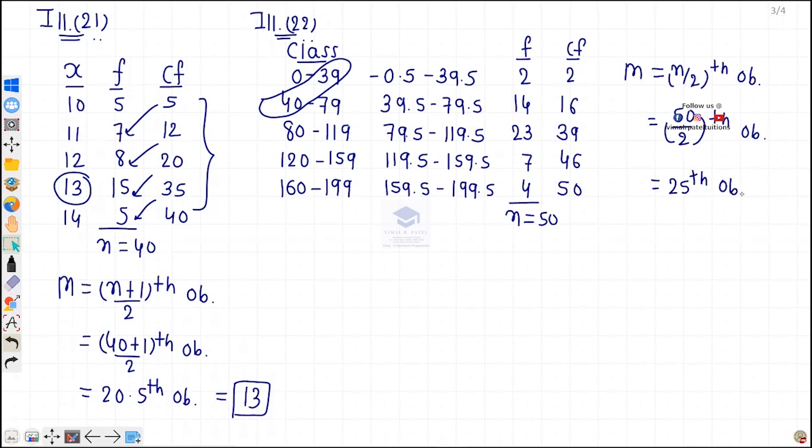25th observation. The 25th observation falls in the 39.5 to 79.5 class. So this is your median class. This is your F. This is your CF.